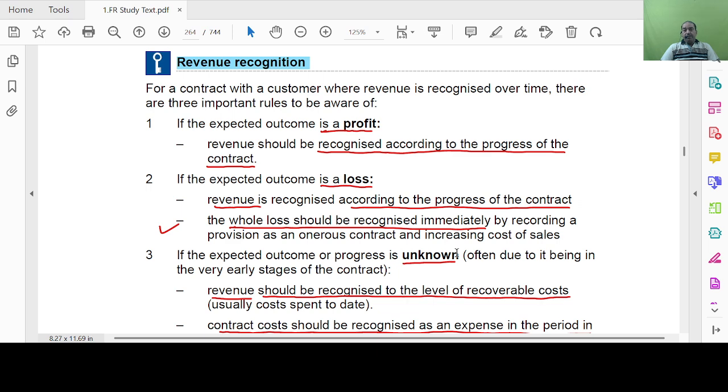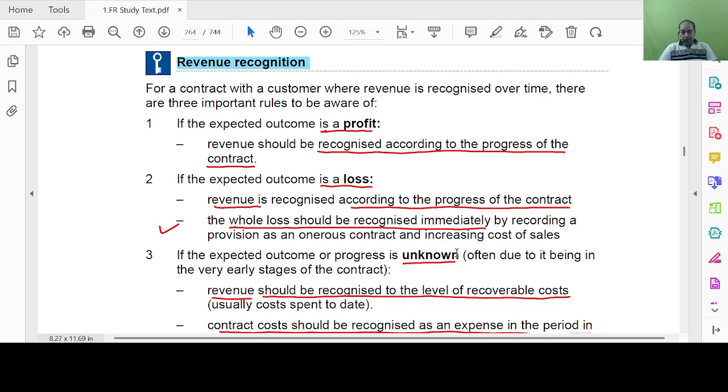For a contract with a customer where revenue is recognized over time, there are three important rules to be aware of. What we are saying is that we have to follow certain rules and regulations regarding the recognition of revenue. The first rule: if in a contract we are expecting some profit, then what is to be done?